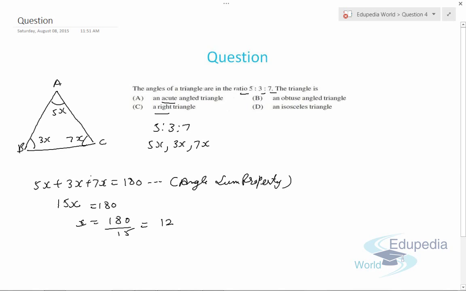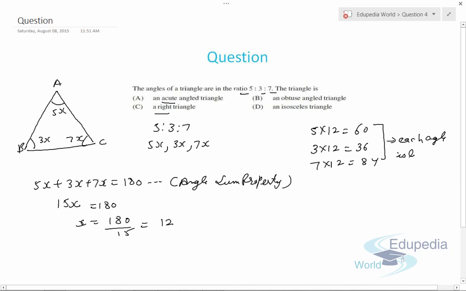The first angle is 5x, so 5 into 12, which is 60. The second angle is 3 into 12, which is 36. The next angle is 7 into 12, which is 84, and we can clearly see that each angle is less than 90. So clearly we can say this is an acute angle triangle. So the option is A.